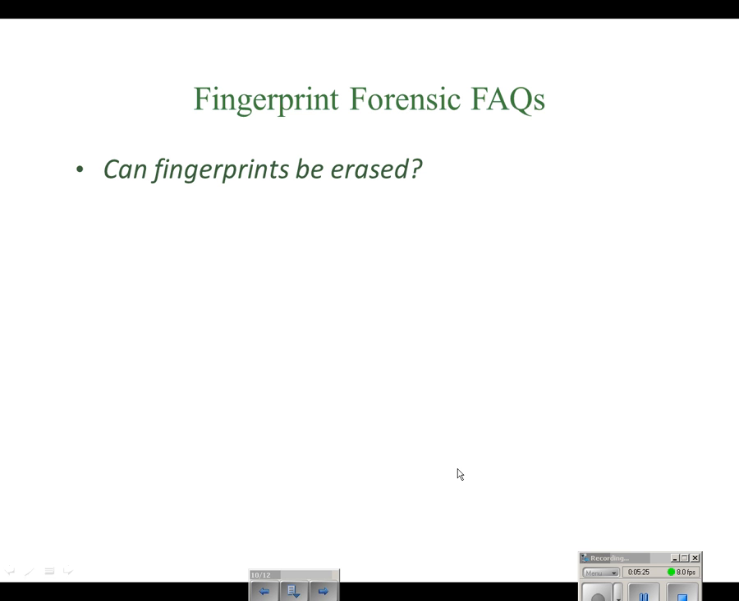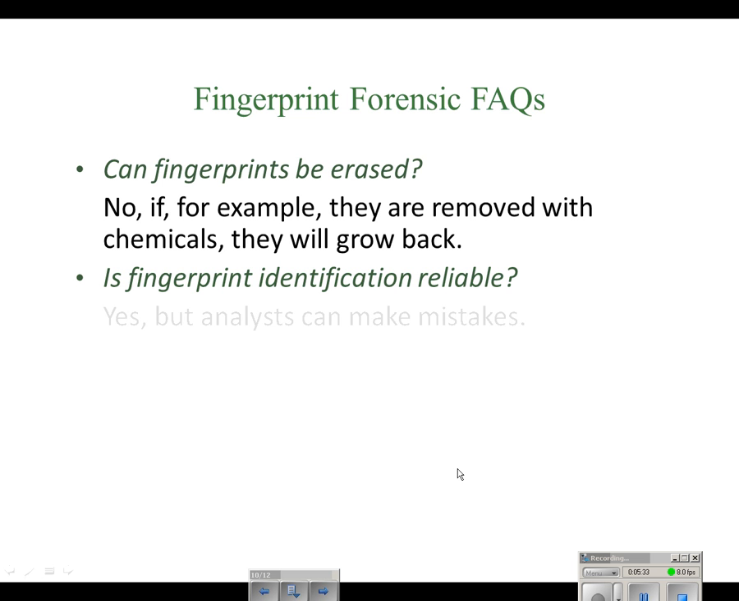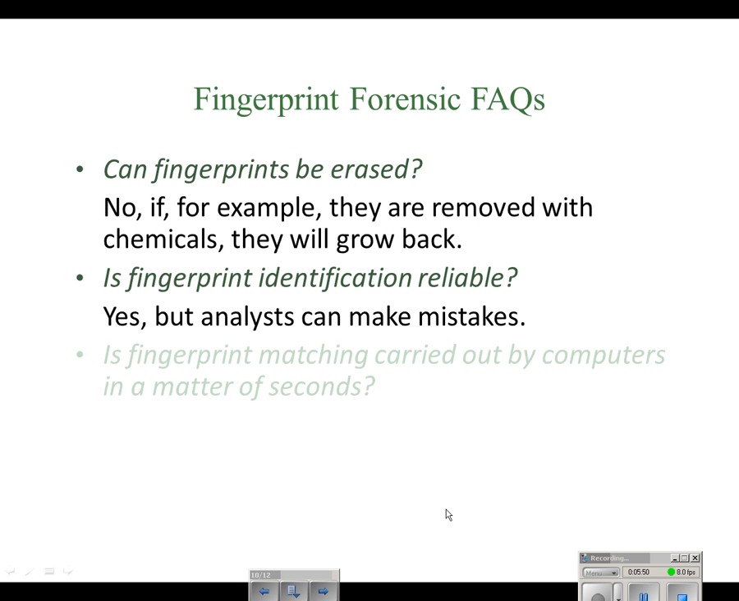Now, some facts about fingerprints and forensics. Can they be erased? Nope. They can be removed with chemicals, but eventually they'll grow back. Is fingerprint identification reliable? It is, but because the analysts are human, they can make mistakes. And even though we use digital systems now to identify fingerprints, they are still gone over a second time by an analyst.